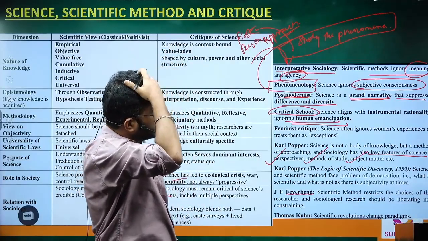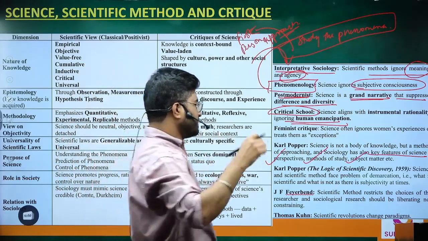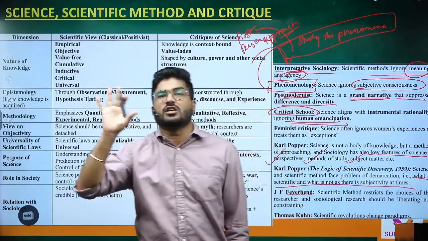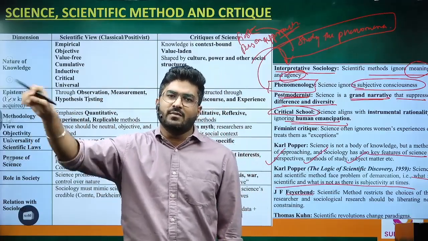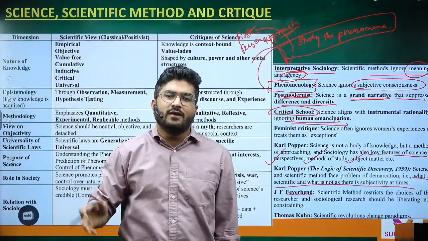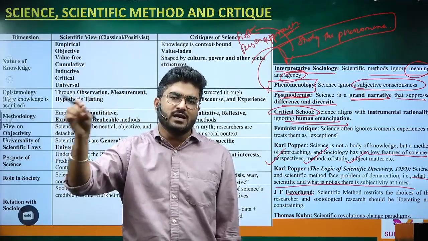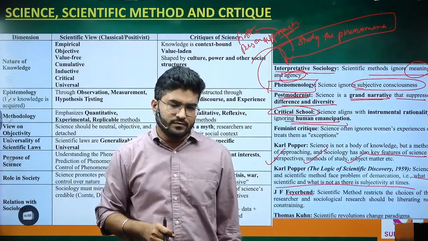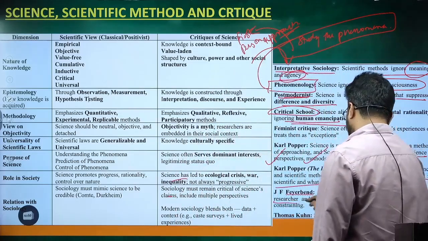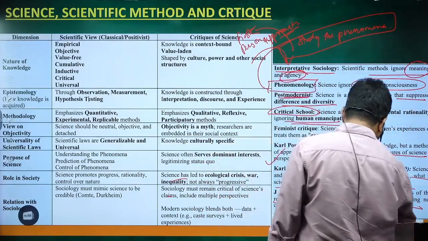Karl Popper again, in his The Logic of Scientific Discovery, says that science and scientific method face the problem of demarcation. That is, what is scientific and what is not scientific is subjective. It depends on the researchers. रिसर्चर को लगेगा ये साइंटिफिक है, ये मेथड अच्छा है, ये साइंस के लिए मेथड है, उसको उठा लेंगे. What if that method is not ready for science? What if that method is wrong itself? So the rigidity, the patterned behavior of science is what they disapprove. Okay. Then Fairbairn says that scientific method restricts the choices of the researcher and sociological research should be liberating, not constraining. Thomas Kuhn says that scientific revolution changes paradigm.